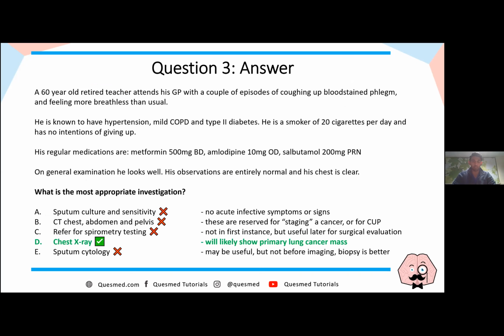I don't know if Emily can put up the poll just to see what everybody thought. Great, so most of you are on the right track. And the reason the X-ray is the most important is because from the history and the examination, we don't have a diagnosis, okay? So the aim is to diagnose what's going on. So let's just go through the individual options and why they're not correct. So the first one, sputum culture and sensitivity.